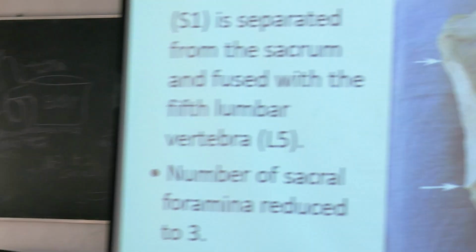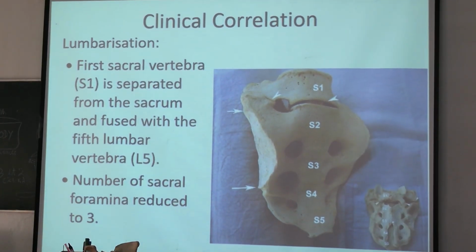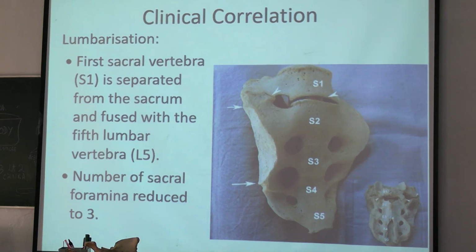Next, we go to lumbarization. Lumbarization means one of the sacral vertebrae will fuse with the fifth lumbar. First sacral is fused with fifth lumbar. First sacral vertebra is separated from the sacrum and fused with the fifth lumbar vertebra. That is known as lumbarization.